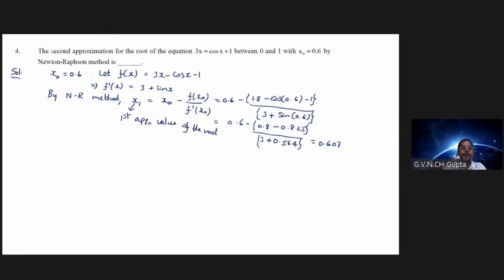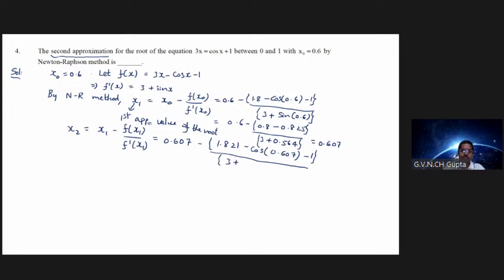Now they are asking for the second approximation in the question. So by giving k is equal to 1, you will be getting x2, that is x1 minus f of x1 divided by f dash x1. What is x1? Just now we found 0.607. So 3 into 0.607 simplifies to 1.821 minus cos 0.607 minus 1, this bracket divided by 3 plus sine 0.607. So this simplifies to approximately 0.6071. Up to 3 places, the 2 consecutive iteration values are equal.